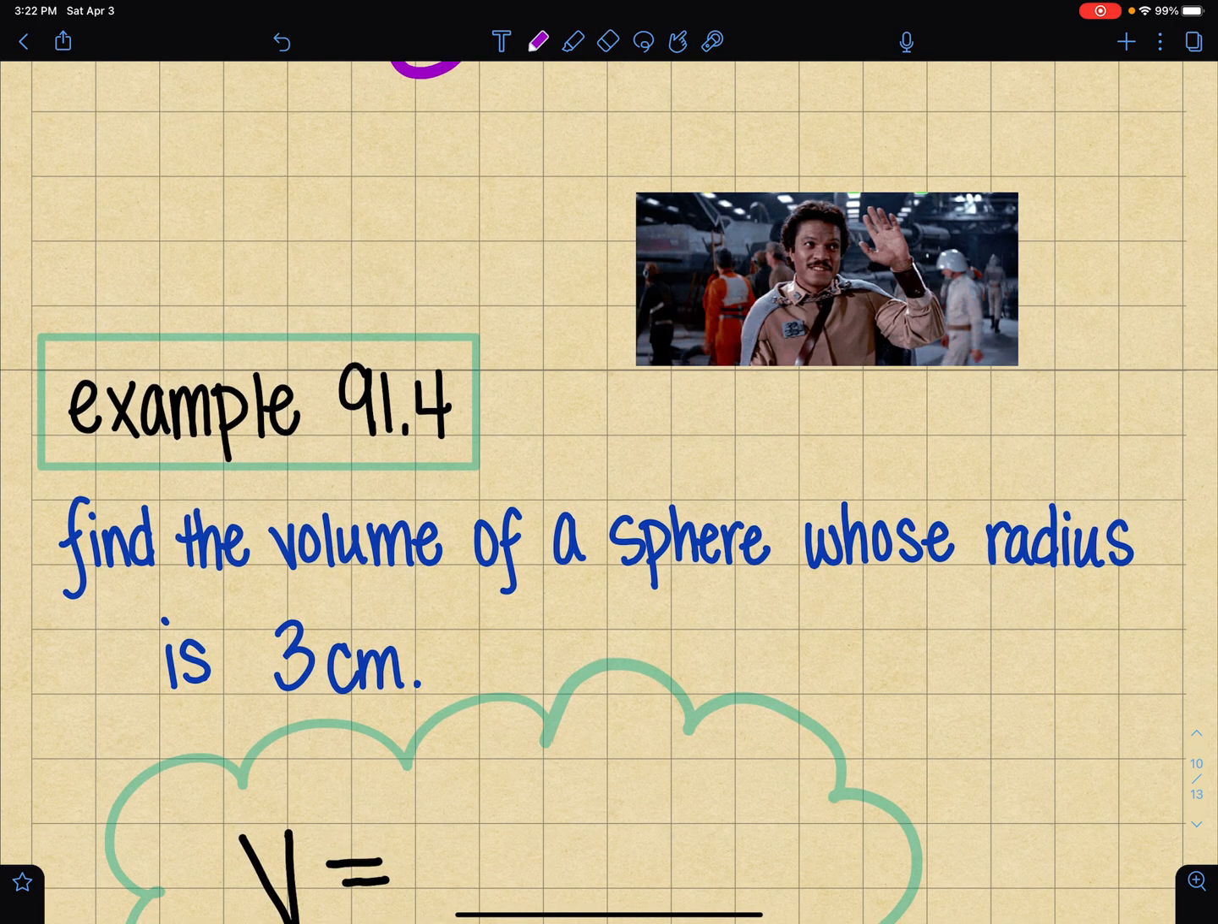Okay, so now, do you remember the volume of a sphere? 4/3 pi r cubed. Yeah, you know the volume of a sphere. All right, let's do example 91.4.